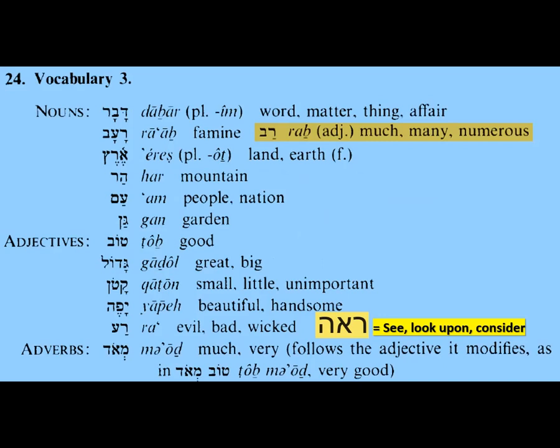Tov was good. Gadol was great, big or large. Katon is small, little, or unimportant. Yafeh is beautiful, handsome, pretty. Ra is evil, bad, or wicked. And me'od means very much. So tov me'od means very good. It's good very much. Or ra me'od, or yafeh me'od, or katon me'od. Those could all be "very much," whatever.